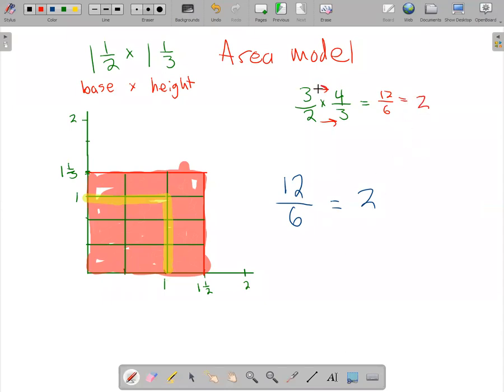So why do we get to do that multiplication across like that? Well, the reason is we have to do a base times a height, and that base has to have halves and thirds give us 6. Why did I end up with 12 pieces altogether? Well, 1 1/3 has 1, 2, 3, 4 pieces. 1 1/2 is made up of 1, 2, 3 chunks, and 4 chunks by 3 chunks is always going to be 12 chunks. Out of those chunks, a whole is 6. So that is the area model, how to come up with the product based on that.